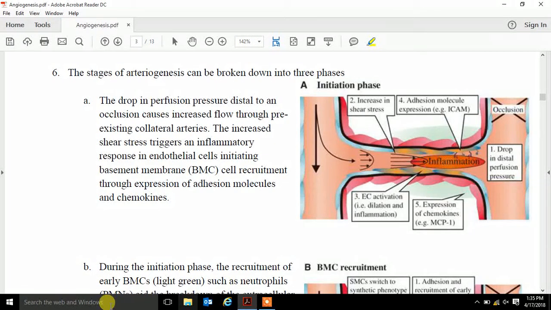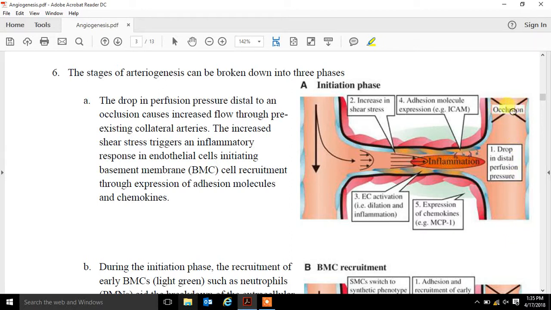So there's initiation. Let's just orient ourselves here. Here's a parent vessel that supplies an area of tissue. Over here we have a separate vessel. These are typically referred to as parent vessels. It's going to supply its own section of tissue.